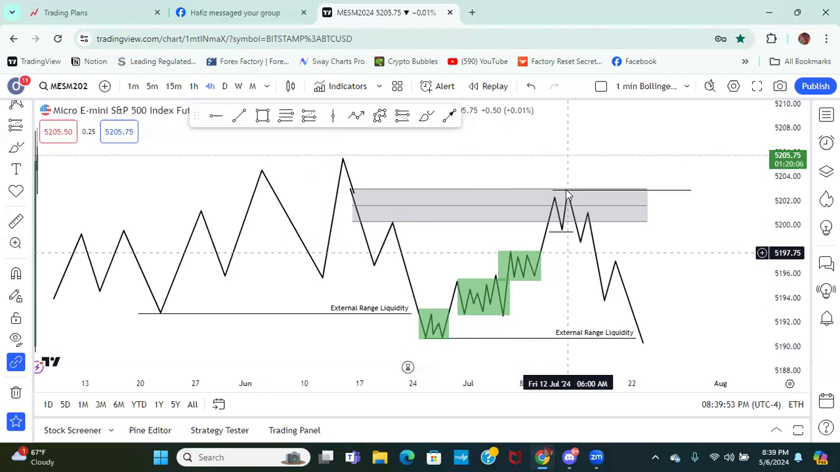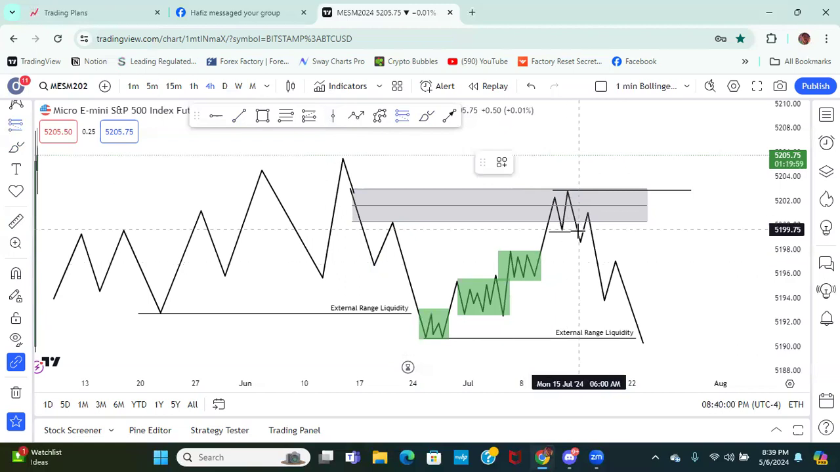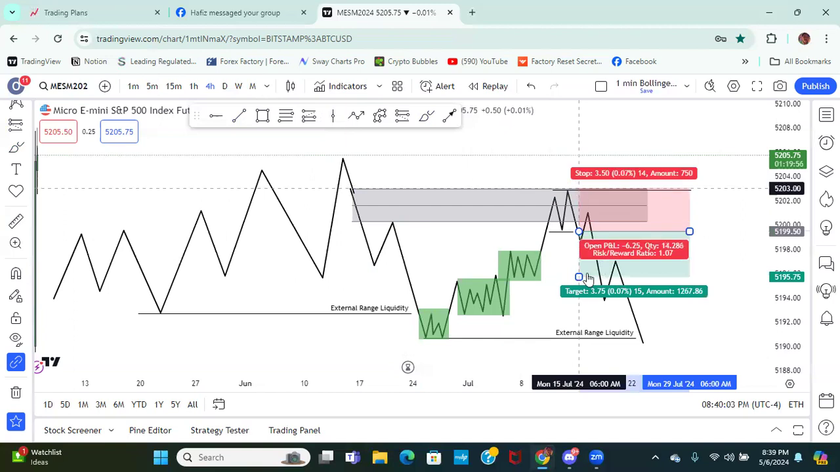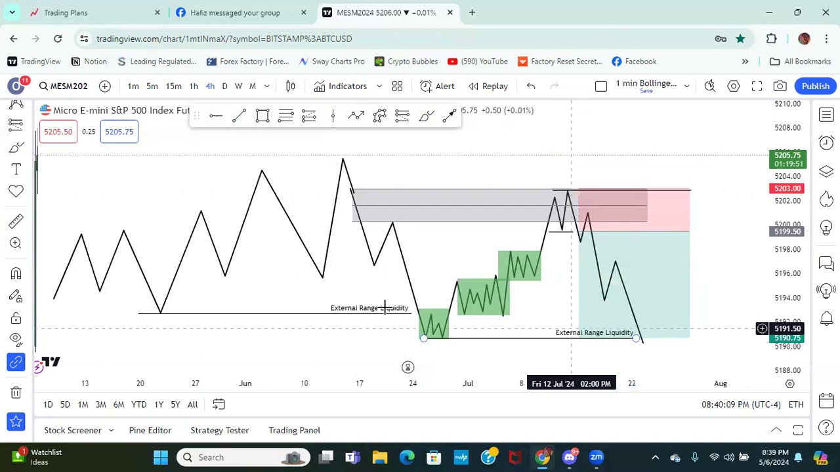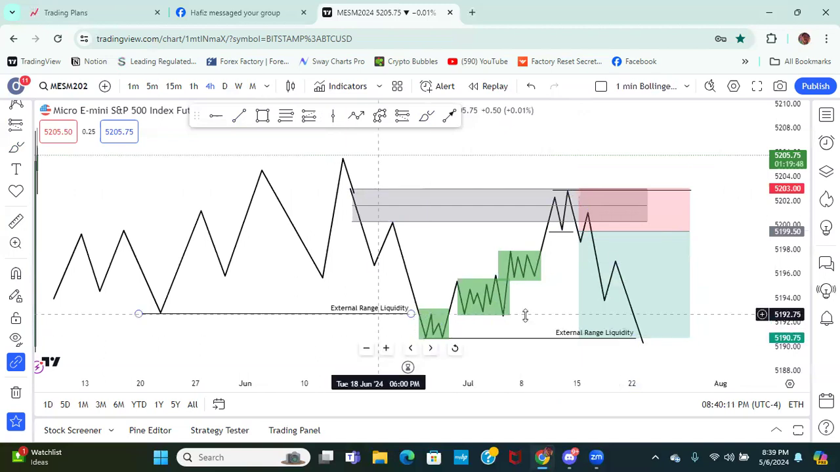Now, you could literally just wait for a market structure shift, right? And you could just get in on the shift, put your stop above that high, and target this external range liquidity. The next external range liquidity is going to be your target.